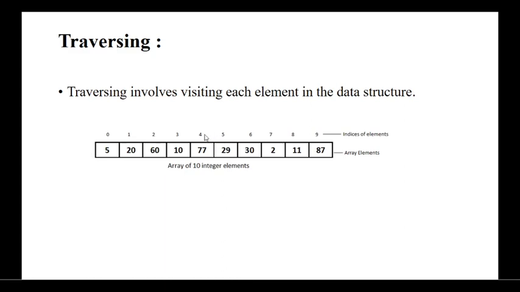Traversing means it starts from the first element and keeps moving on, visiting each and every element in the array. For example, first it will begin with 5, then it will go to the next element 20, next element 60, next element 10, next element 77 and so on. Traversing, beginning from the first element in any data structure, will visit each and every element till the last element. That operation is called the traversing operation.